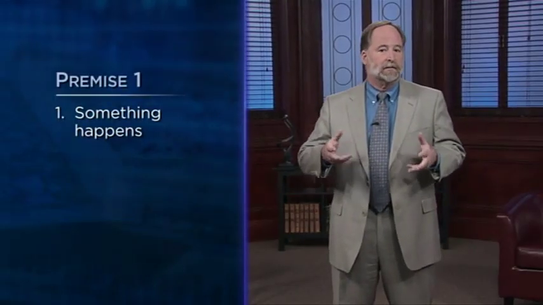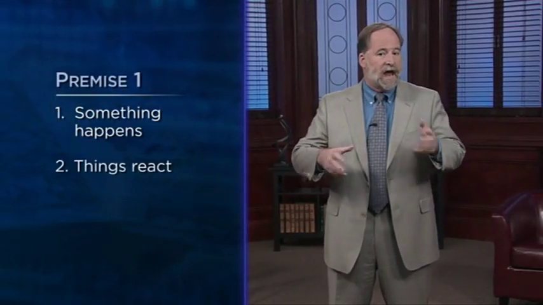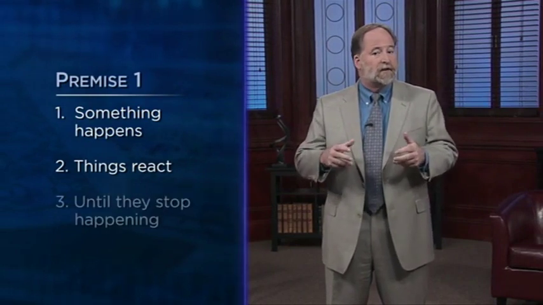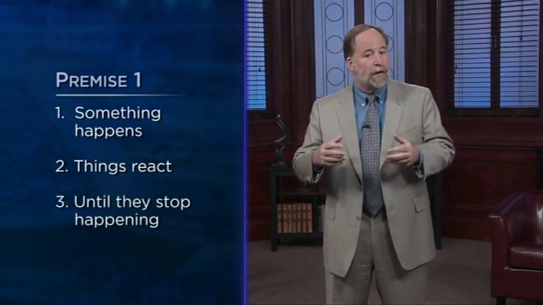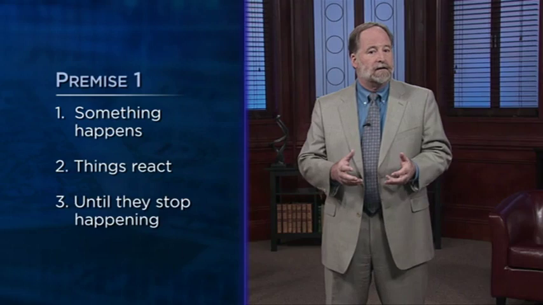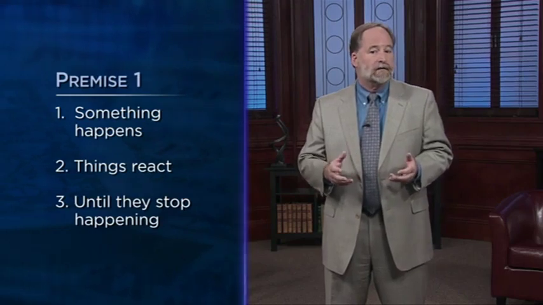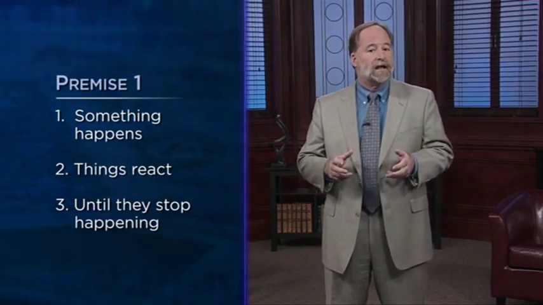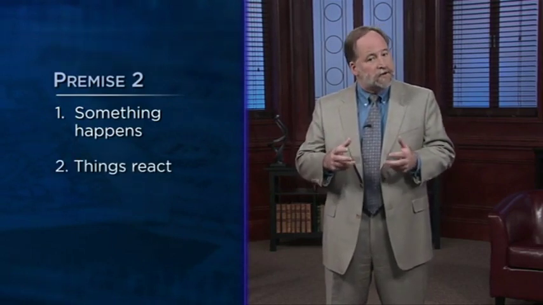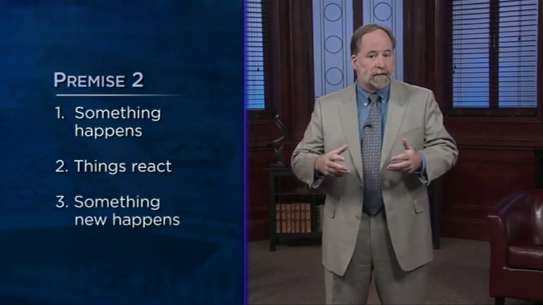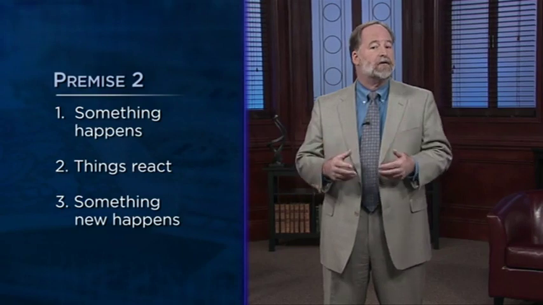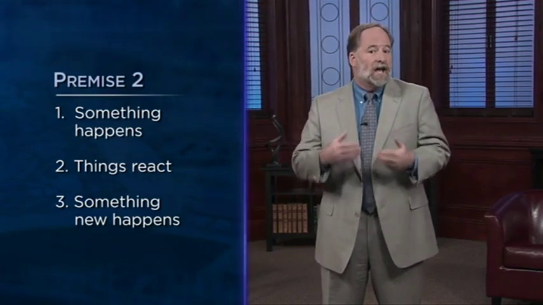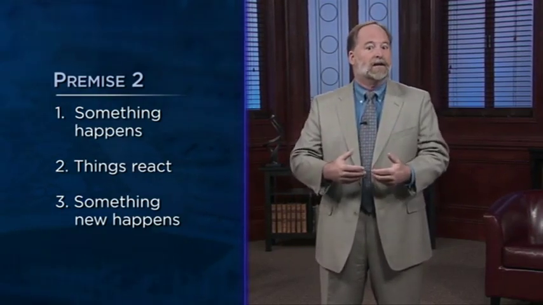Of course, one potential drawback of this approach is that the whole premise is completely wrong. The premise is what? 1, something happens, the ball's dropped. Then 2, things react, the ball rolls around. And then 3, until they stop happening, the ball comes to rest at the bottom. Is that a process we've ever really observed? Instead, what is more likely is 1, something happens, 2, things react, and 3, something new happens. That is, we never ever get to the point where until things stop happening occurs.